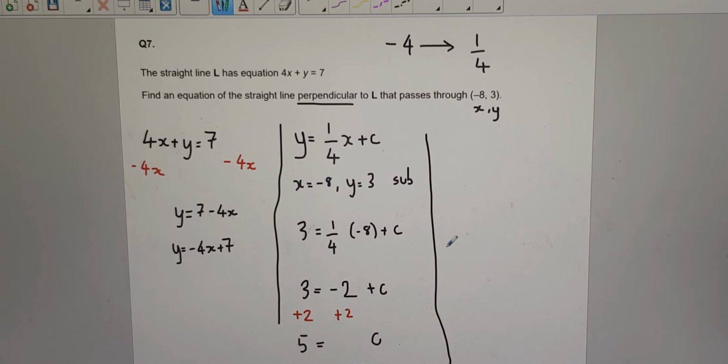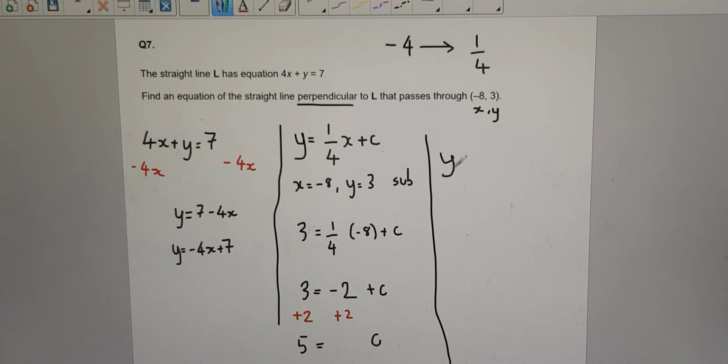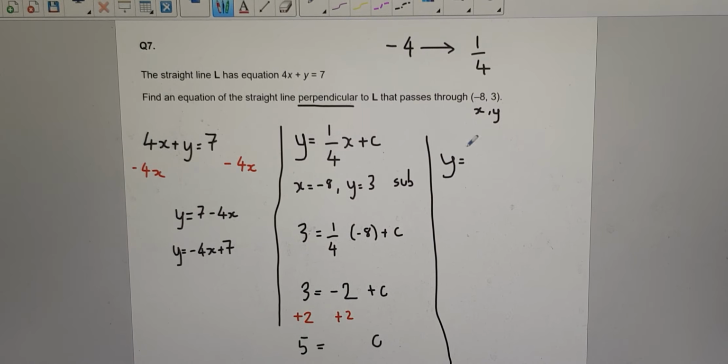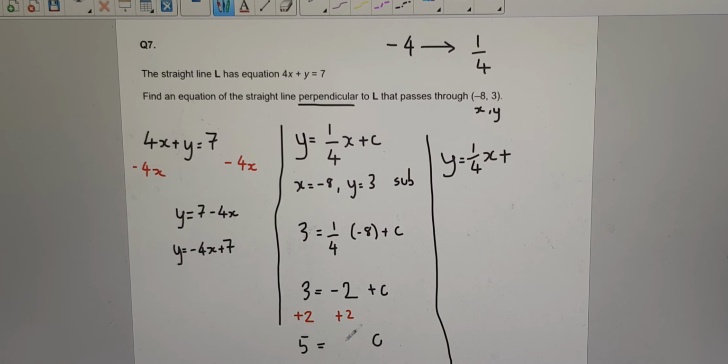Now I've worked out my y-intercept. I have all the information I need. y equals, my perpendicular gradient is 1/4 x. I just worked out my y-intercept is +5. This is our final answer.